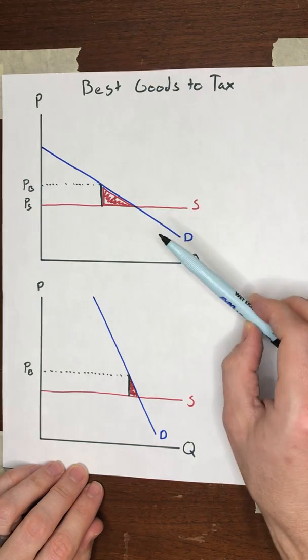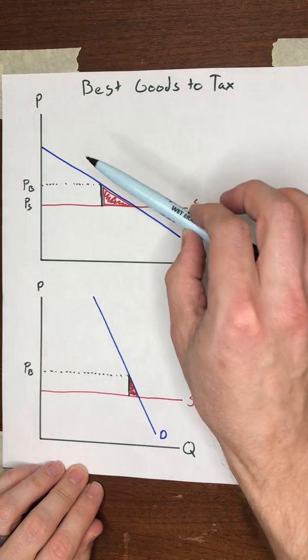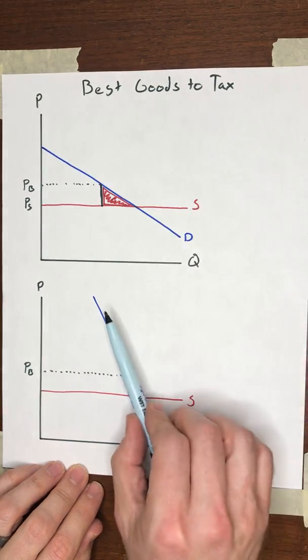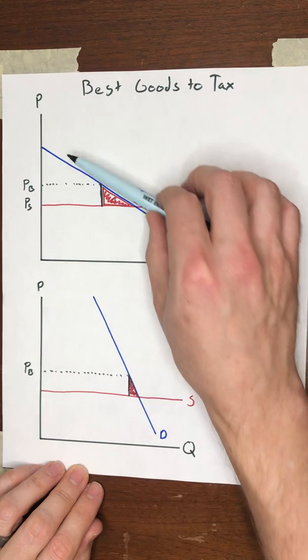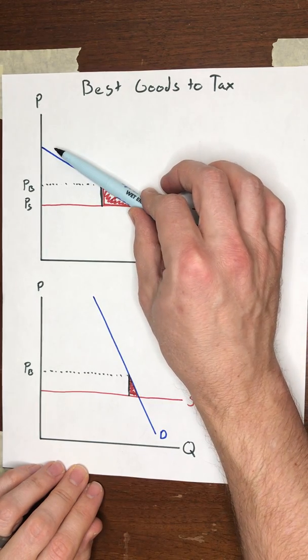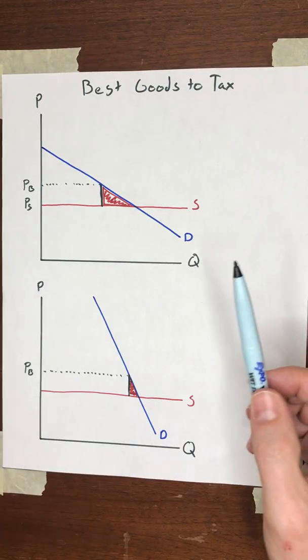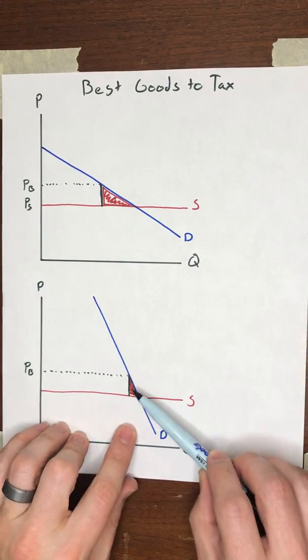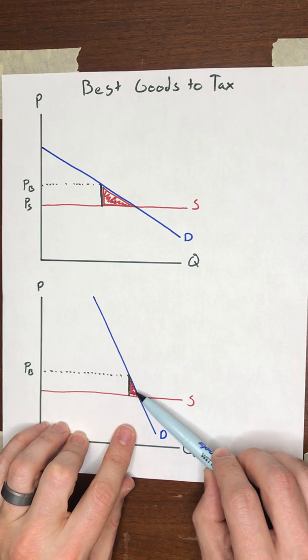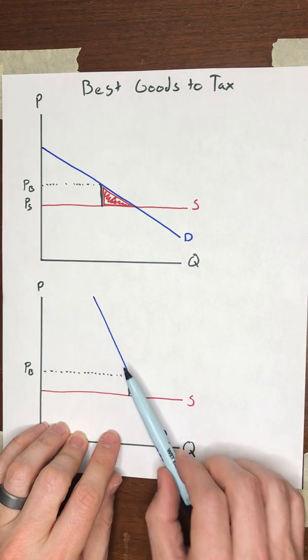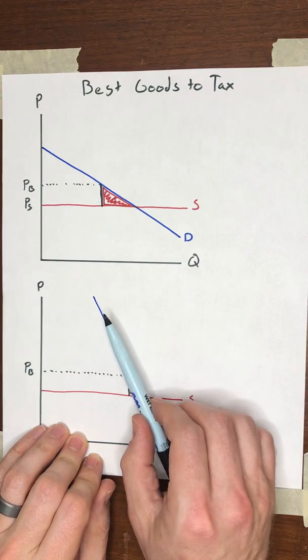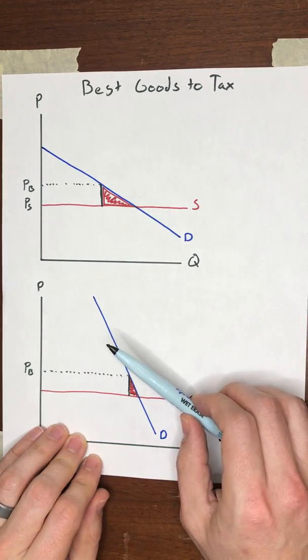All right. And what this tells you is you're better off taxing things that have a more inelastic demand than things that have a more elastic demand. In other words, you're going to raise more tax revenue, or you can raise the same tax revenue with a lower economic cost, a lower deadweight loss, if you tax where you've got inelastic demand relative to more elastic demand.